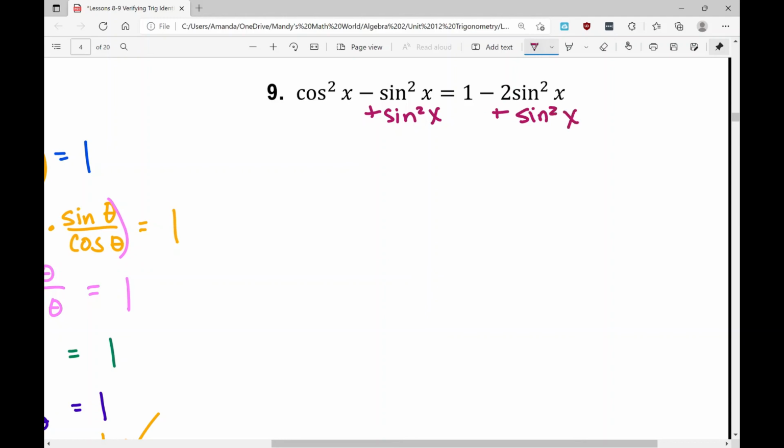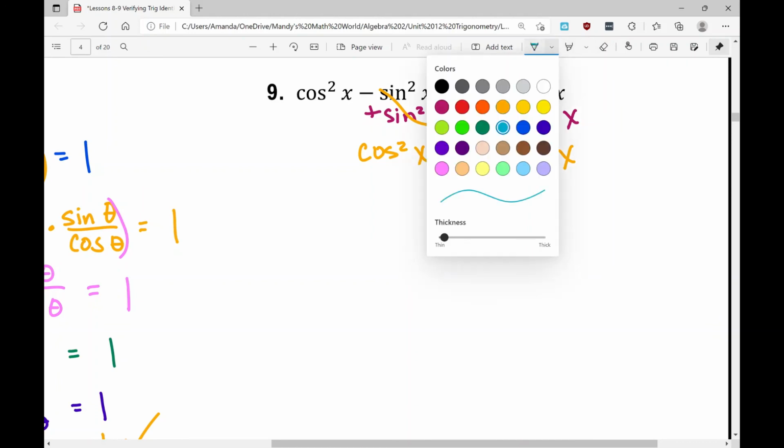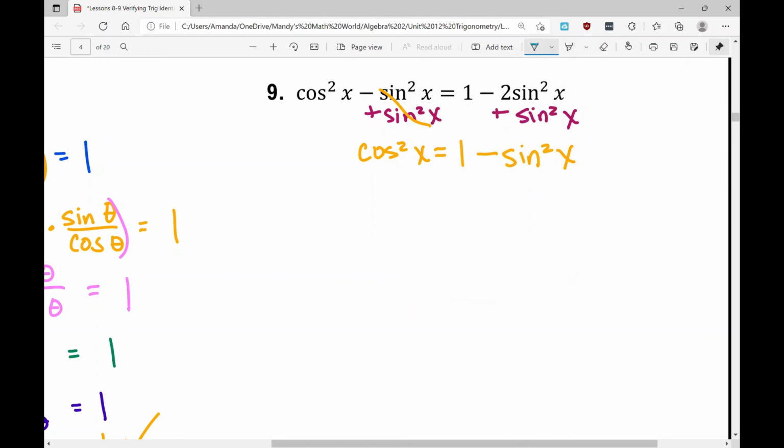Can I basically take one away because they're different signs and be left with cosine squared x equals 1 minus, well, now I've got a negative 2 and plus 1 sine squared x. That's like saying negative 2 plus 1, right? I'm just left with 1 minus 1 times sine squared x. So could I combine them? Sure, they're the same, right? That would be considered a like term. And then now I've got cosine squared x equals 1 minus sine squared x.